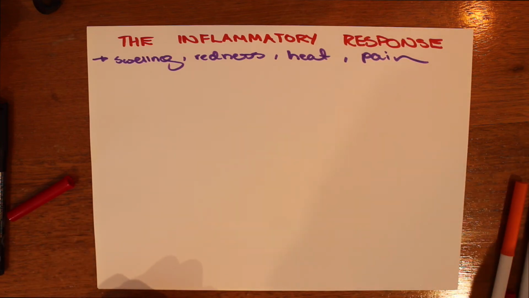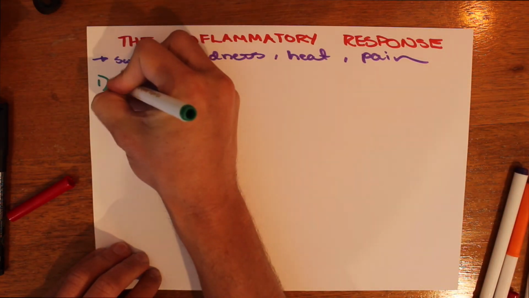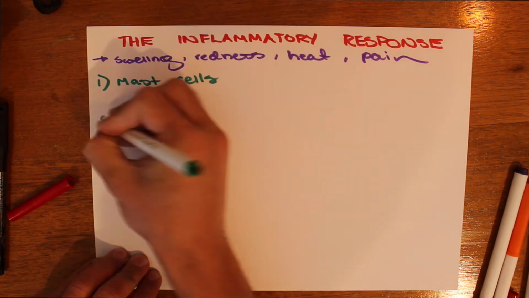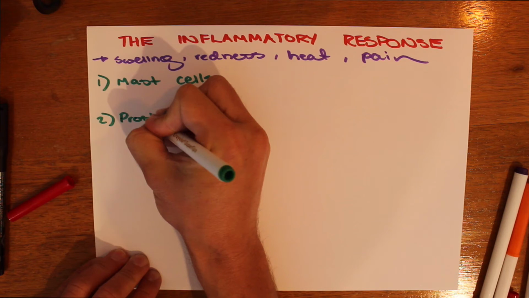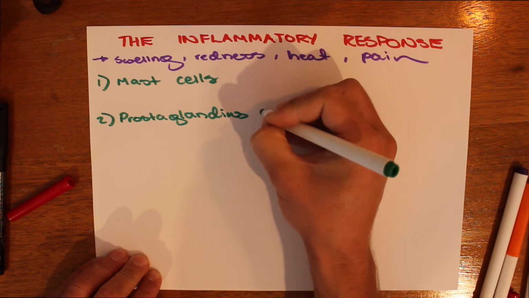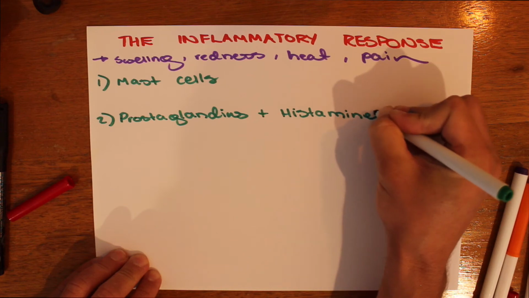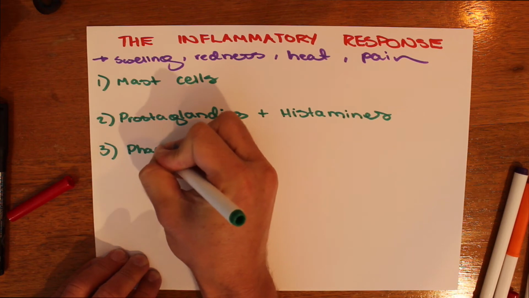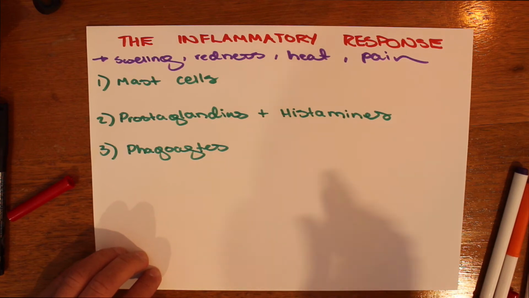So there's a few things that I want to discuss in this whole process. We're going to talk about mast cells and what they do. As well as that, we're going to discuss what are prostaglandins. Prostaglandins, think back to our learning goal, why we're talking about these. Prostaglandins and histamines. And we're also going to talk about, lastly, phagocytes.